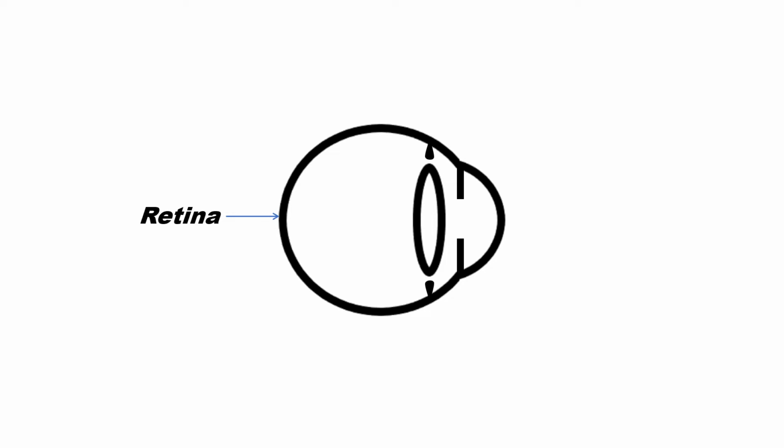Okay, next let's look at the retina. This is the light-sensitive film on the back of the eye. This consists of two different types of photoreceptors that respond to light. Cones, which give you daytime and colour vision, and rods, which give you night vision.